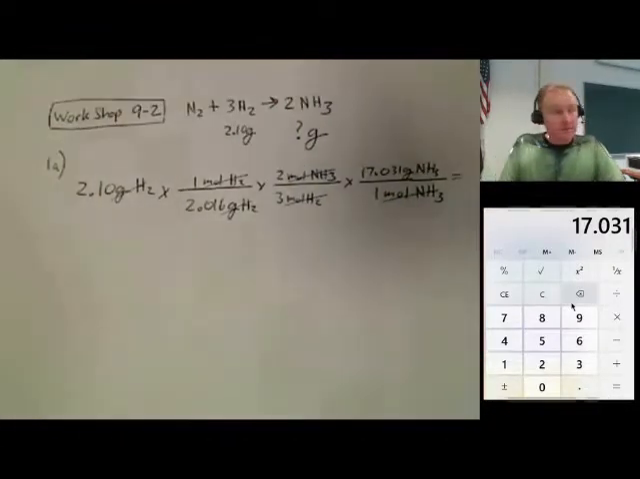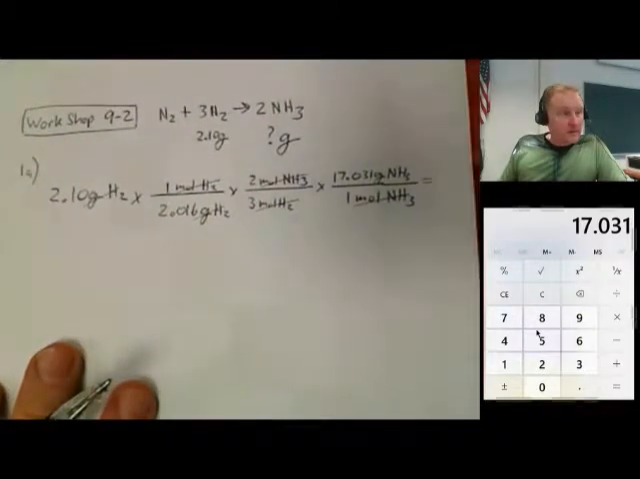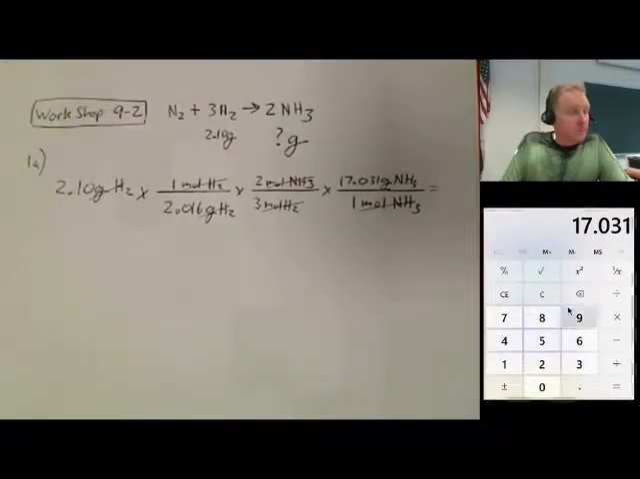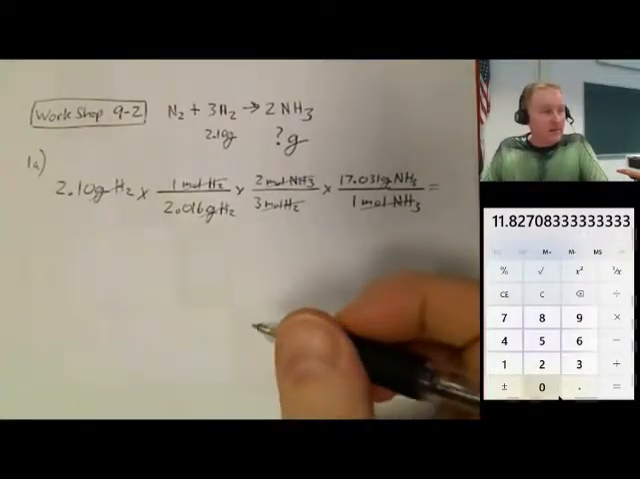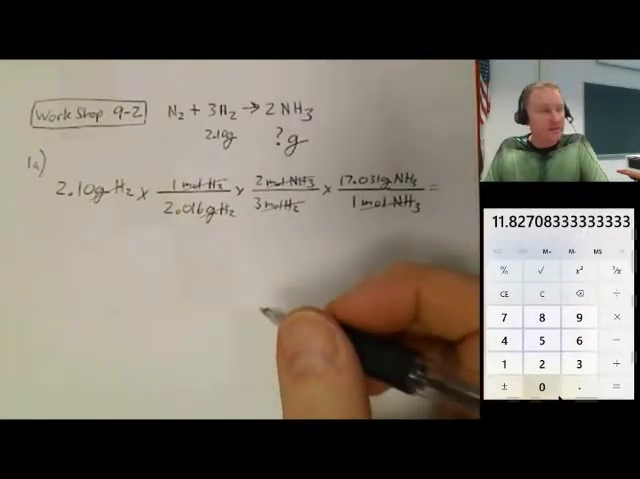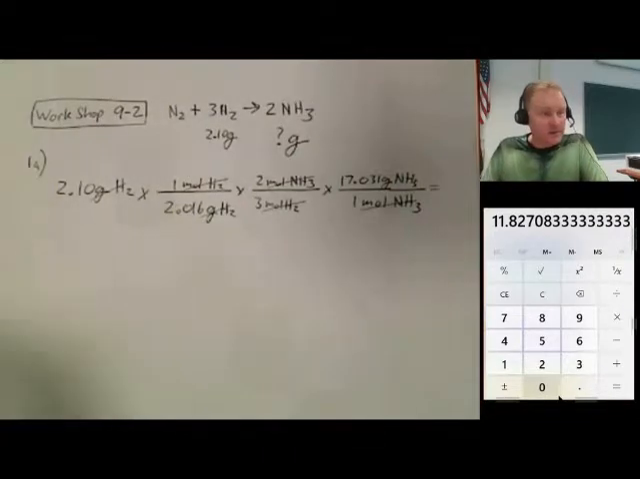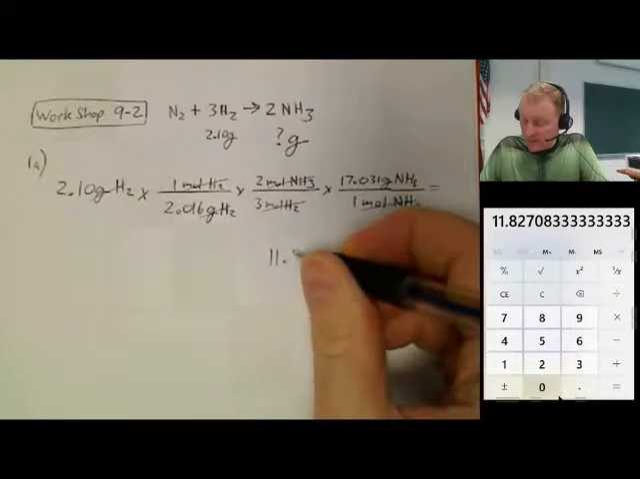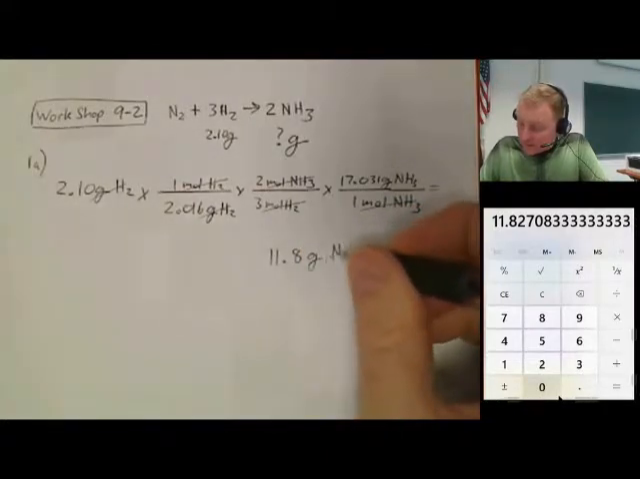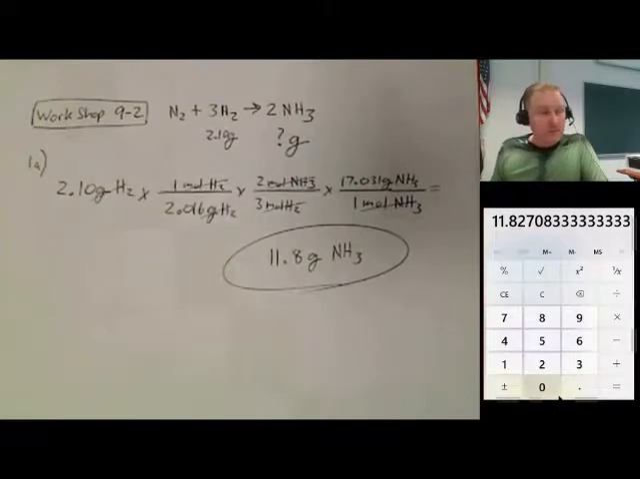So let's plug all this into our calculator and see what we get here. 2.1 divided by 2.016 times 2 divided by 3 times 17.031. And I've got 11.8, and with 3 significant figures, that's our answer. With 3 significant figures, we're going to put 11.8 grams of ammonia. Okay, that's the first one.